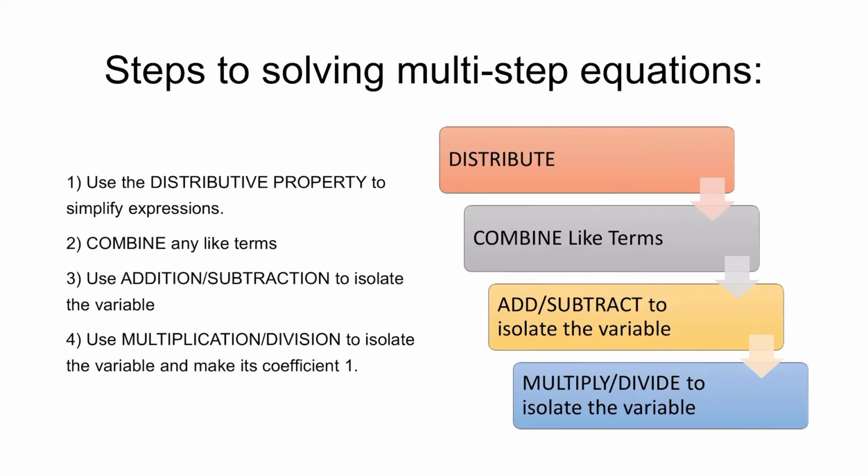So you're going to start off using the distributive property to simplify any expressions that you have in your equation. Then we're going to combine like terms. Then we're going to work on isolating the variable. We're going to start off by adding and subtracting, and then we're going to multiply or divide. So here's the order of steps: distribute, combine, add or subtract, then multiply or divide.